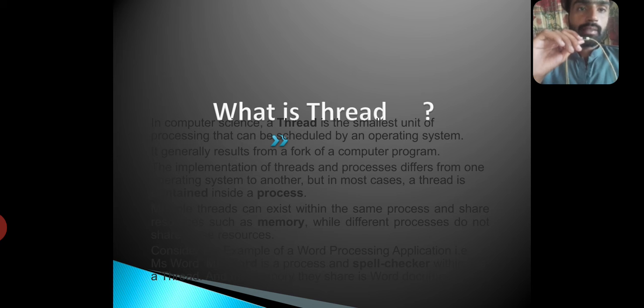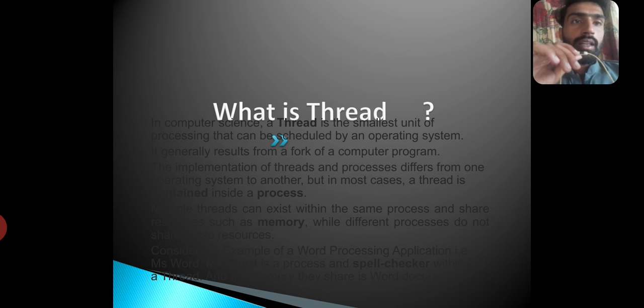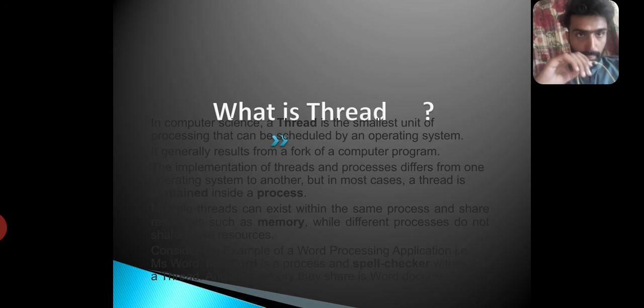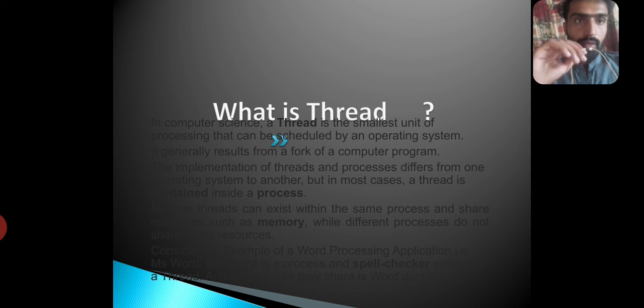What is a thread? In computer science, a thread is the smallest unit of processing that can be scheduled by an operating system. It generally results from a fork of a computer program.